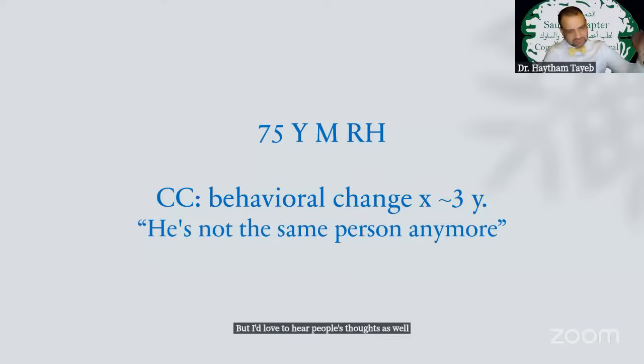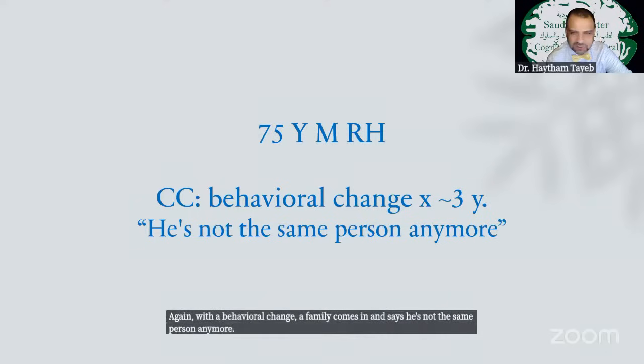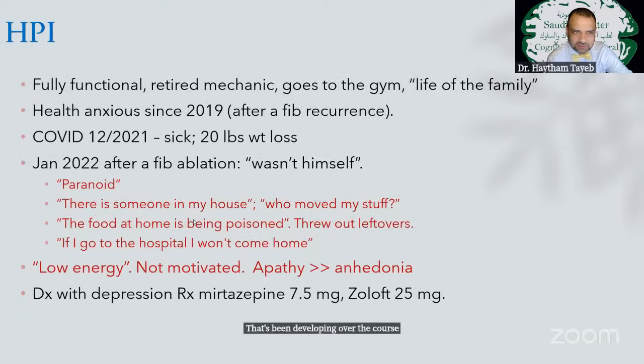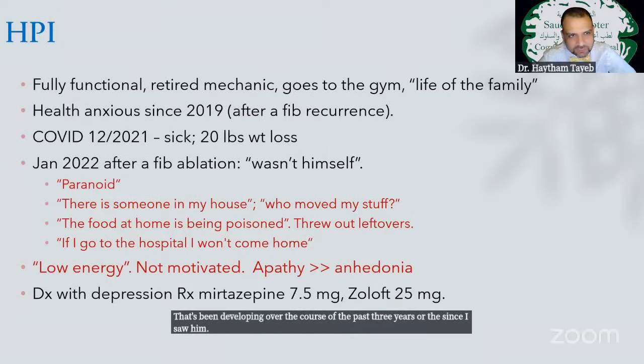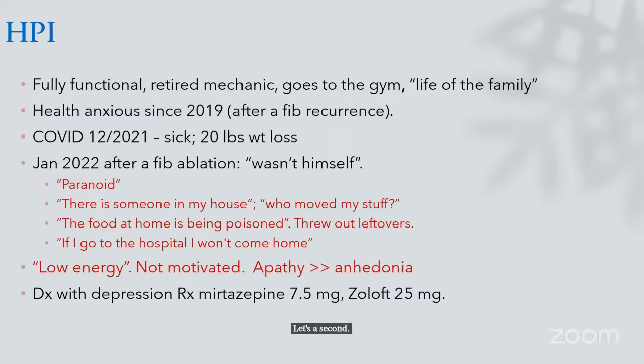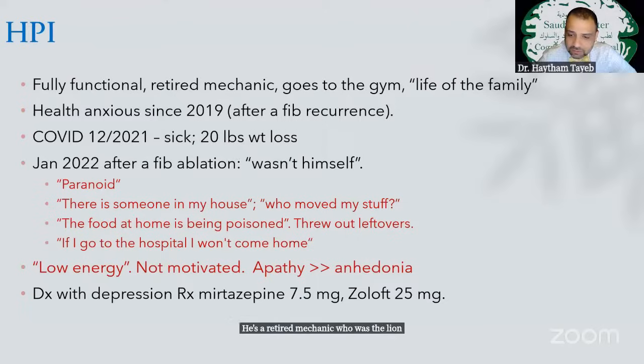So this is an interesting story. A 75-year-old, again with a behavioral change. Family comes in and says he's not the same person anymore. That's been developing over the course of the past 3 years, or since I saw him, so a few years. He's a retired mechanic who was the life of the family. Sometimes I feel like I'm developing hallucinations myself. So he was the life of the family. Goes to the gym, very active. Health conscious, and became health anxious.